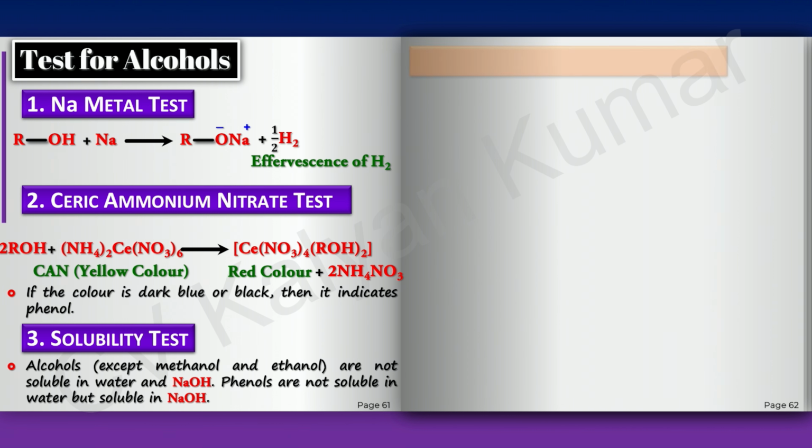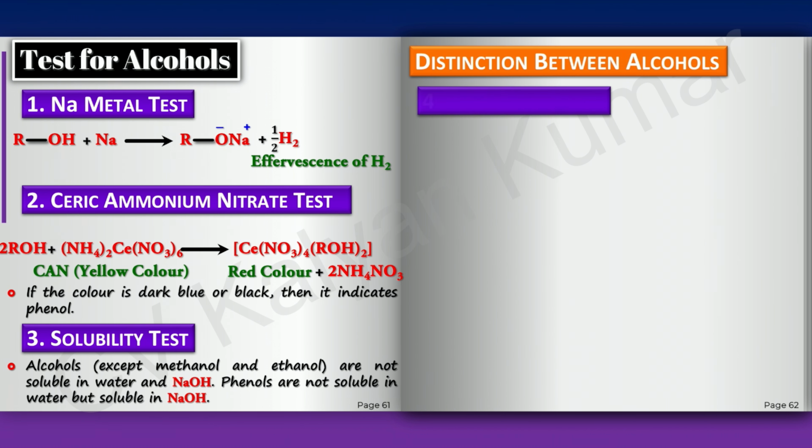Then you have the dichromate test. And here we are going to talk about distinction between various alcohols. So now we have confirmed that they are alcohols. We will say primary, secondary or tertiary. First is a dichromate test. Now primary alcohols, we already know how they oxidize.